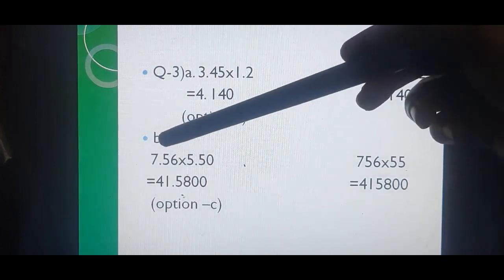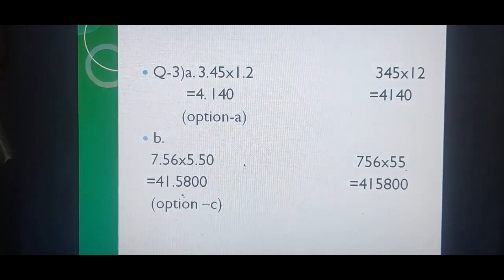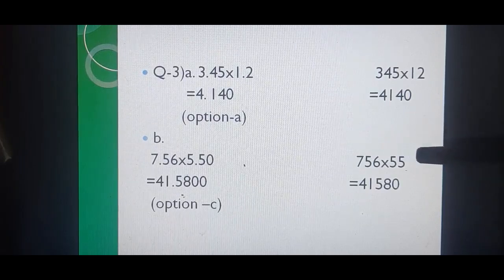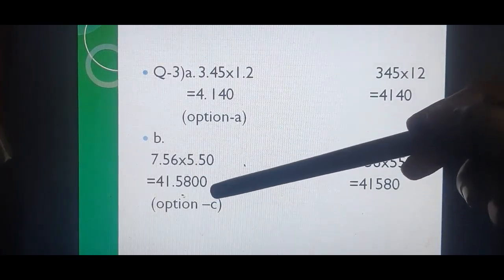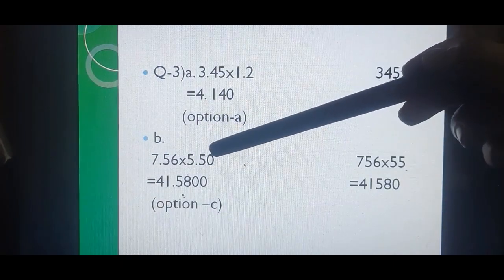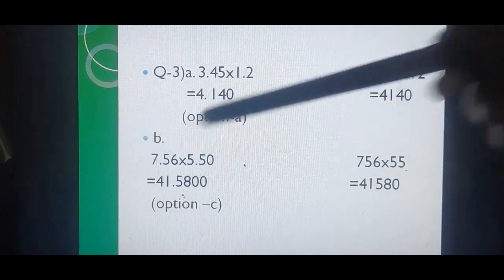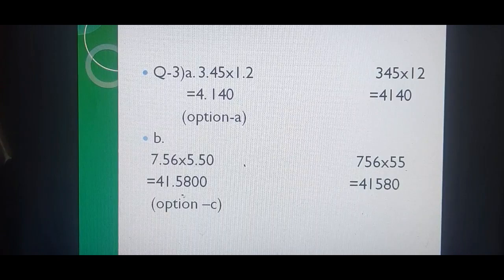B part was there 7.56 multiply 5.50. So when you have done multiplication in rough column, you have got your answer 756 multiply 55. Your answer is 41,580. One more 0 is there, so we will put 0 to the right. Now put decimal. After decimal we want 1, 2, 3, 4 digits. So 1, 2, 3, 4. Put decimal. 41.5800, or we can say 41.58, which is your option C.